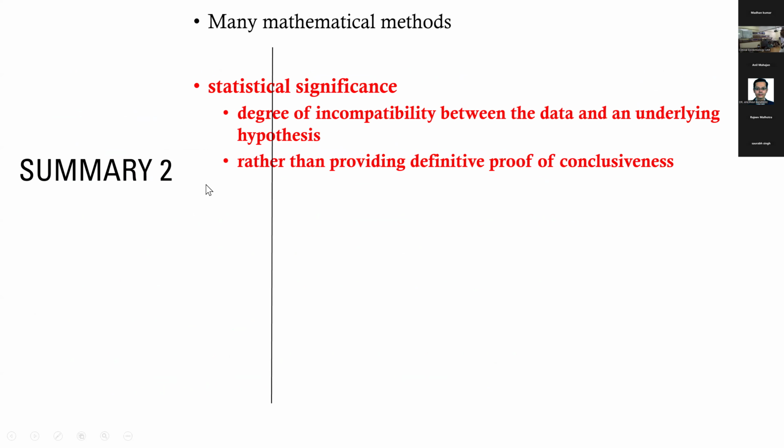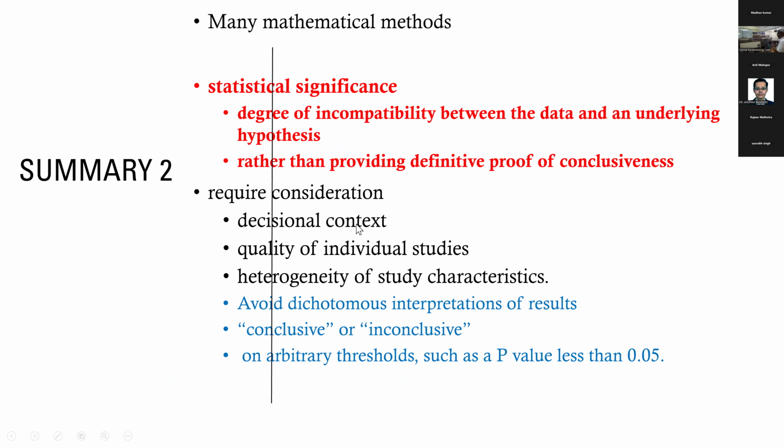The second summary is that statistical significance is not equal to clinical significance. Conclusiveness of a systematic review talks about clinical significance, not statistical significance. So you need to talk about the context. What was the quality, the risk of bias? What about heterogeneity? So we often avoid using the word conclusive or inconclusive. We make a more nuanced approach to the whole thing. We don't like the threshold of P 0.05.